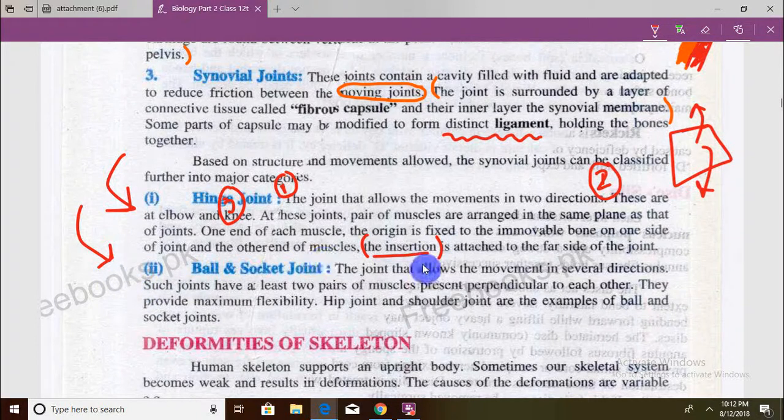The ball and socket joint allows movement in several directions, as I've said: you can go this way, that way, or you can even rotate. You need at least two pairs of muscles, and they need to be perpendicular to each other. This kind of joint provides maximum flexibility, and examples are the hip joint and the shoulder joint.